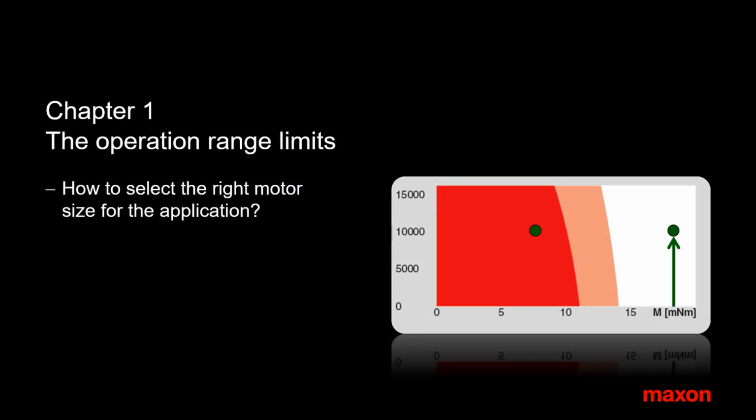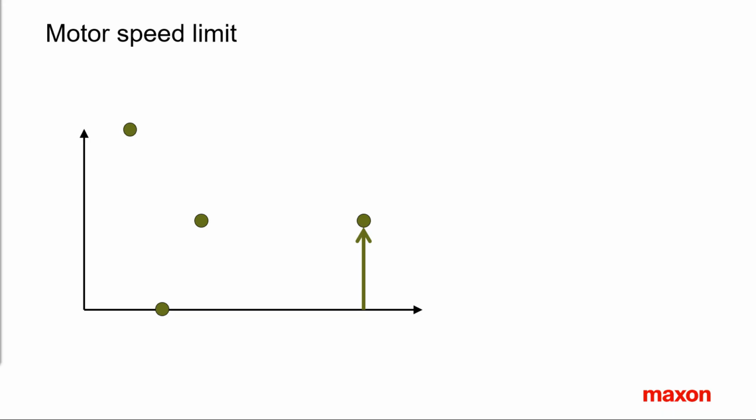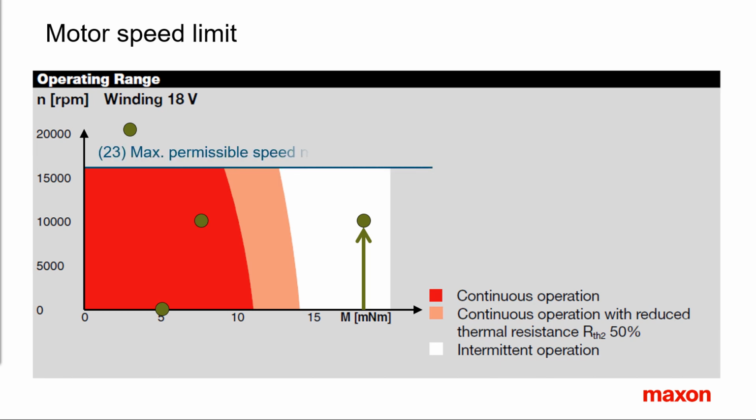In the first chapter we treat the motor speed and torque limitation. It's about finding the right motor type and size to cover all the operation points. We start with looking at motor speed. We need a motor with a speed limit that is high enough to cover all operating points.